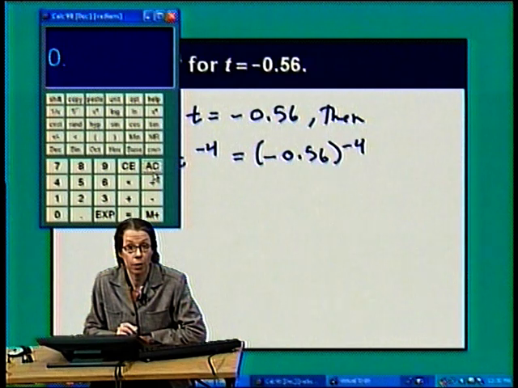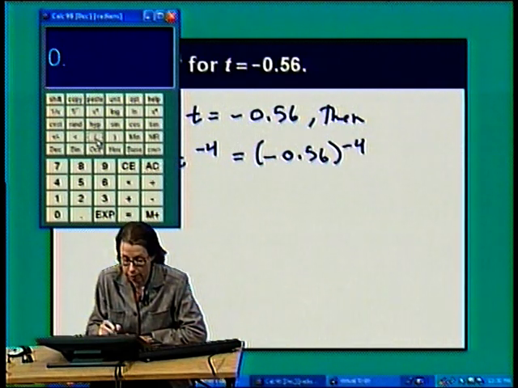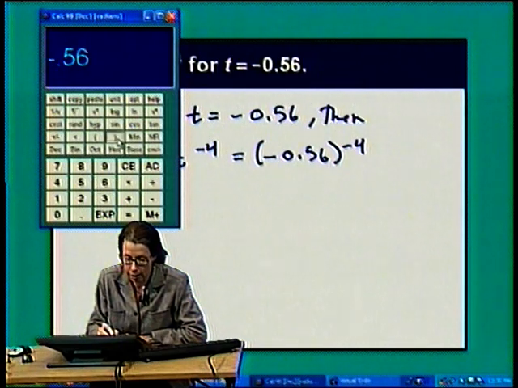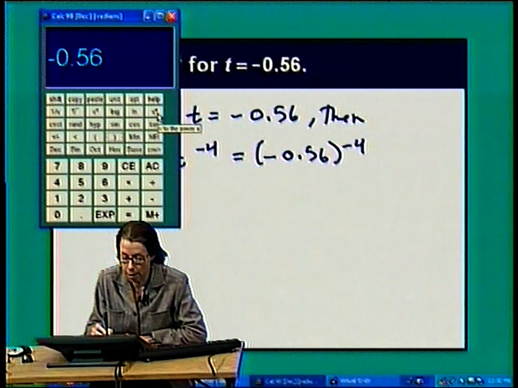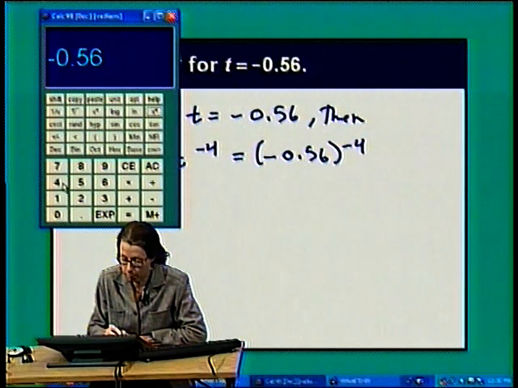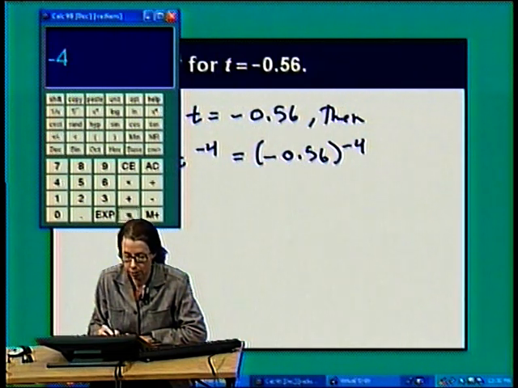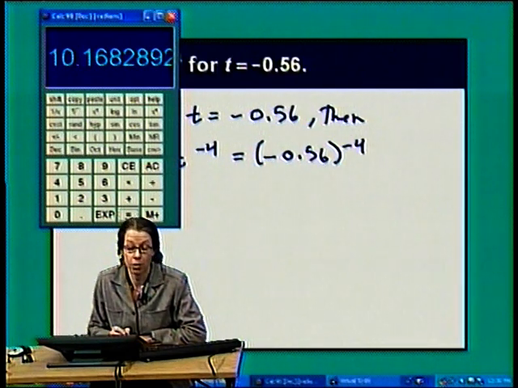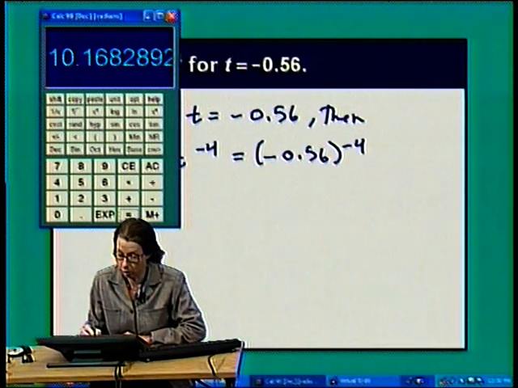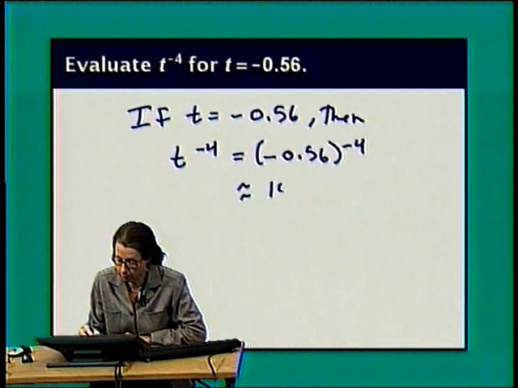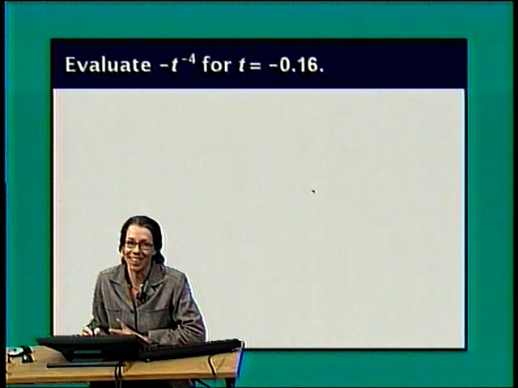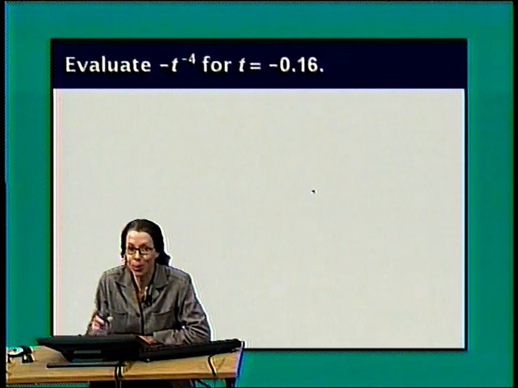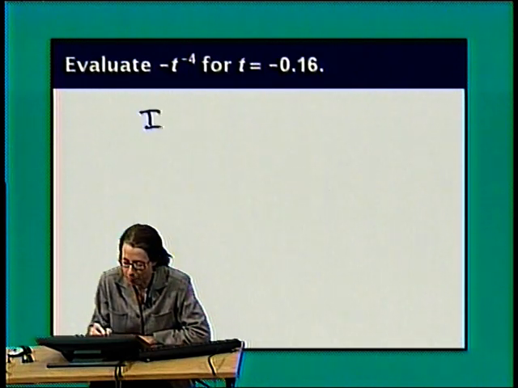So first entering the base and putting them in parentheses, I have 0.56, make it negative, put that in parentheses, and I'm going to raise this to the negative 4 power. So using my power key, I put in the 4, make it negative, there's the result. This is approximately 10.2. Let's try it again. Lots of negative signs in this problem, so we need to be very careful.